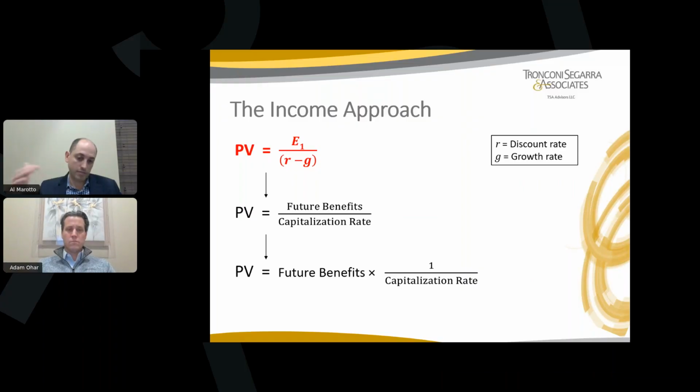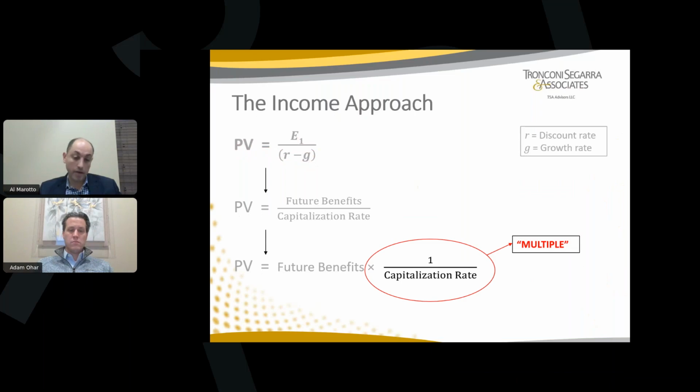I said previously, future benefits can be defined however you want. In this case, I like to use cash flows. We always use cash flows. So let's say future benefits equals cash flows, and you can restate R minus G as the capitalization rate. With the mathematical formula, if you divide by a number, you can also multiply by the fractional equivalent. So if you take a look at that formula, future benefits times 1 over capitalization rate, you can also say future benefits times a multiple, like I said previously, using the market approach, you use multiples.